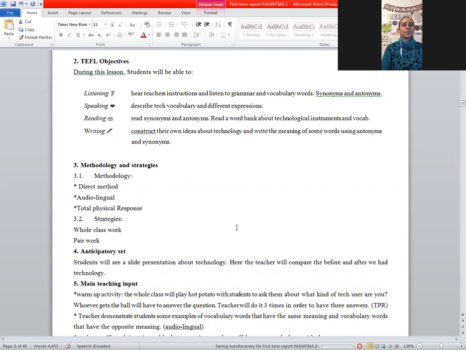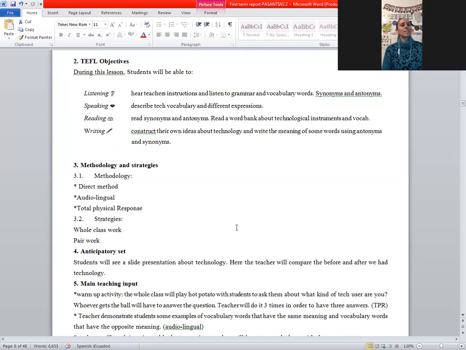Students will be able to, first, listen. They will need to hear the teacher's instructions, which is very, very important. And of course, listen to the grammar and the vocabulary words, synonyms and antonyms. For the speaking part, they will need to describe tech vocabulary in different expressions. For the reading part, they will need to read synonyms and antonyms, and read a word bank about technological instruments and the vocabulary.